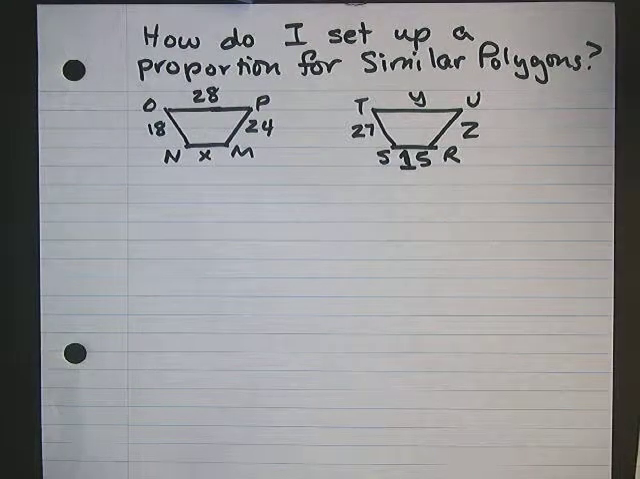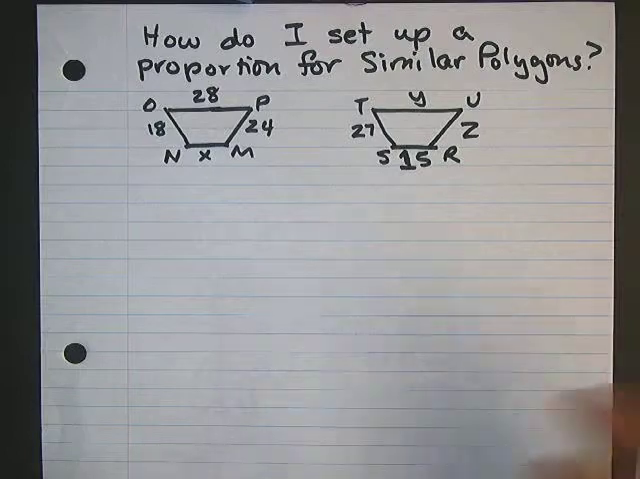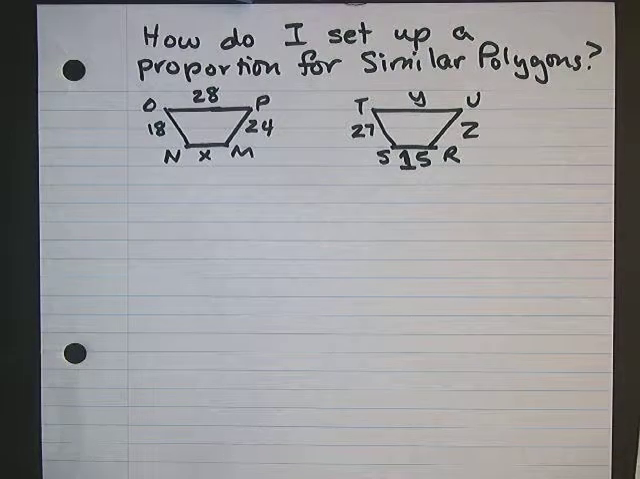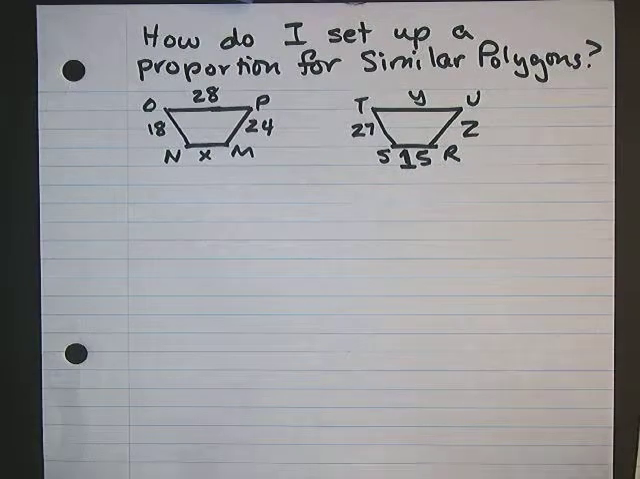Right now I'm going to show you the steps to set up a proportion for similar polygons. Now, whenever you have two similar polygons, that means the angles are congruent and that there is a proportional relationship between the sides. The key to finding the missing sides is to find that special set of sides.